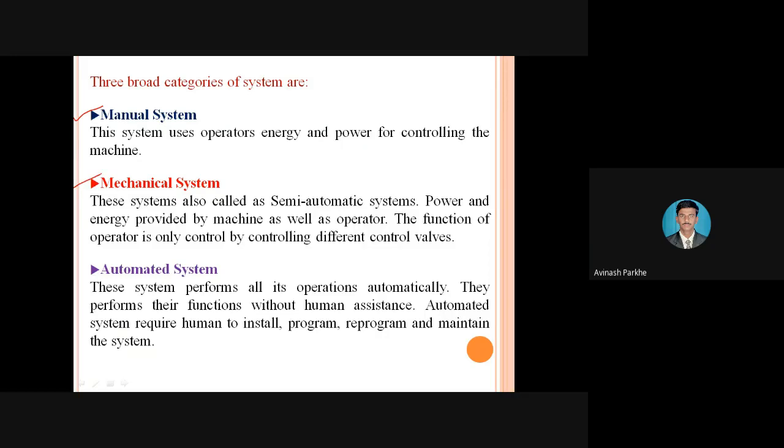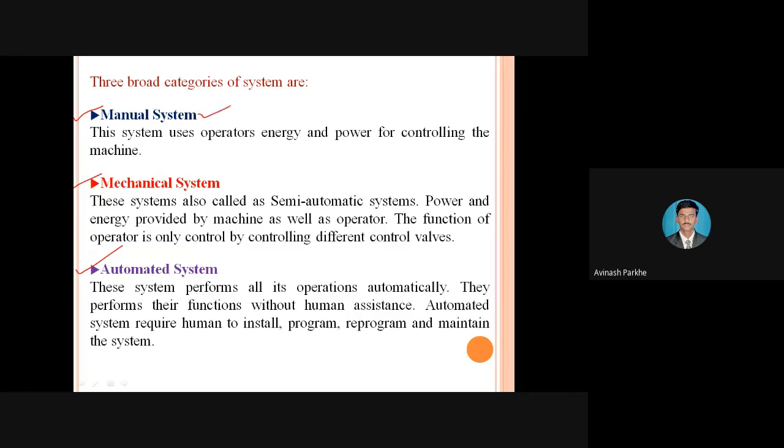That means sometimes the machine will work automatically, but in some of the operations, the operator is required to handle that particular machine. And the third is called an automated system. That means fully automatic. Whatever operation is performed by that particular machine, during that operation, no operator is required. So these are basically the three types into which the man-machine system is divided.